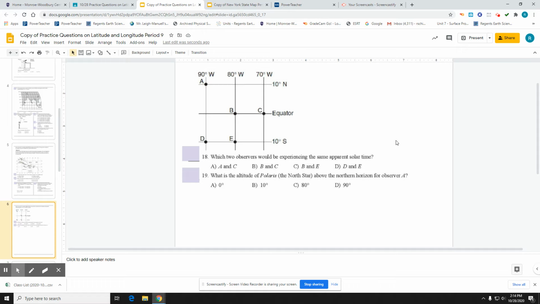What is the altitude of Polaris, the North Star, above the northern horizon for observer A? Well, it's going to be 10 degrees, because the latitude is 10 degrees north.